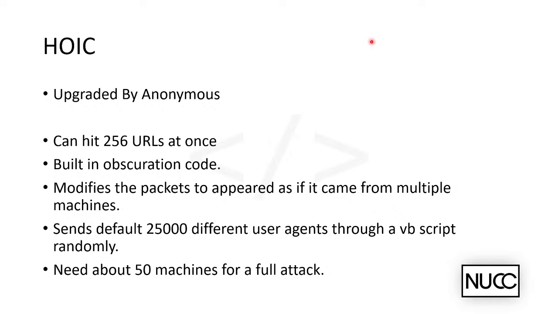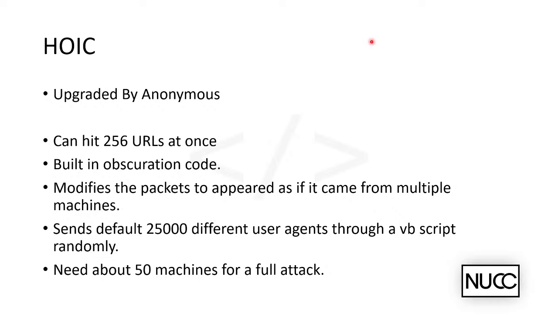And then all of a sudden, they built in obfuscation. As I was saying earlier, obfuscation is a way to make it so that computers and IDS, IPS, when I talk about IDS and IPS, I'm talking about intrusion prevention systems and intrusion detection systems. They do two very different things, but I will talk about those later in another video as well. So by default, it sends and randomly picks one of 25,000 different user agents.